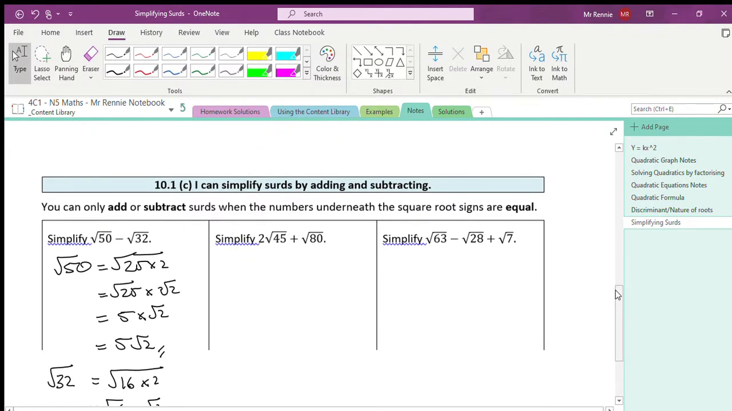So this one here, I've got 2 lots of root 45 plus root 80. Again, my numbers in the square root are not equal to each other. I can't combine these just yet. What I'm going to do is simplify the square roots.